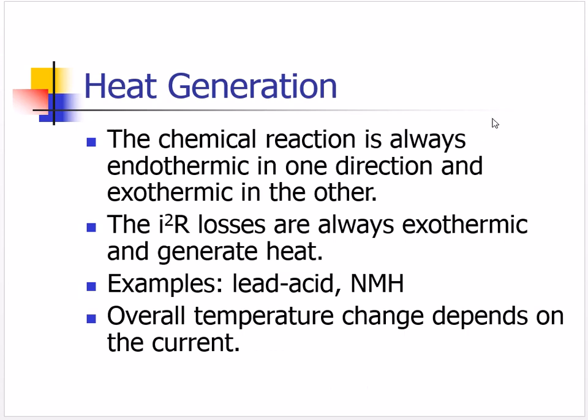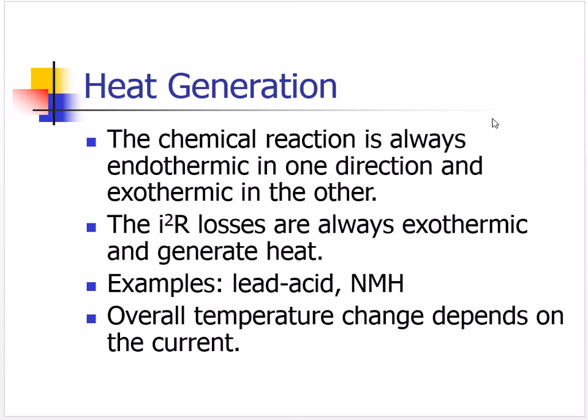These are chemical reactions going on in the battery, and a chemical reaction is always endothermic or in one direction and exothermic in the other. So endothermic means it's absorbing some heat energy as you go through the chemical reaction, and exothermic means the chemical reaction is adding heat. The I squared R losses, or the internal resistance, are always exothermic and generate heat in the batteries.